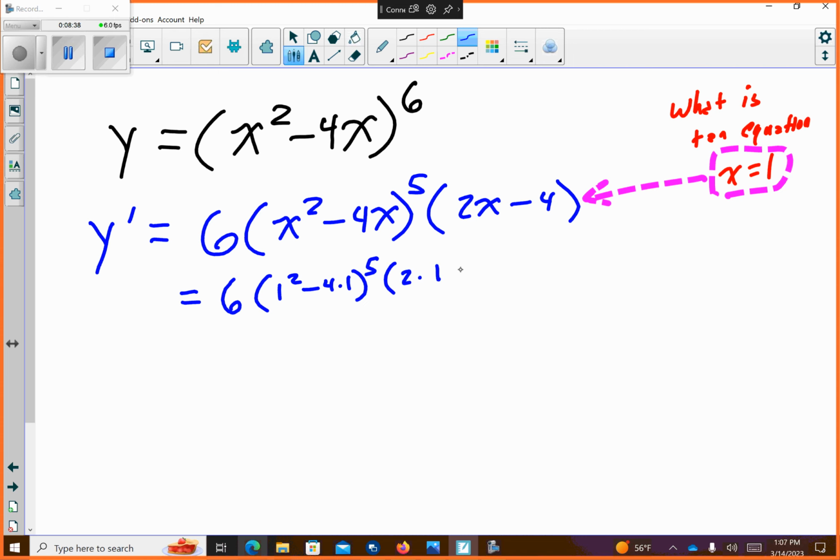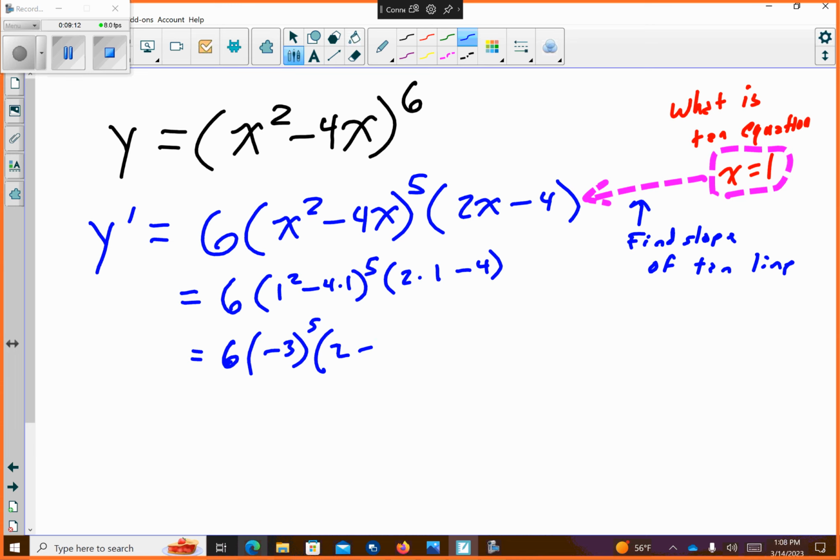Slope. Very good. Good job. So if I take that 1 and plug it in, this is going to find the slope of the tangent line. So then just go through and do the math. 1 squared is 1. 1 minus 4, so that's going to give me negative 3 to the 5th. And of course I chose it, it's going to be ugly. 2 minus 4.